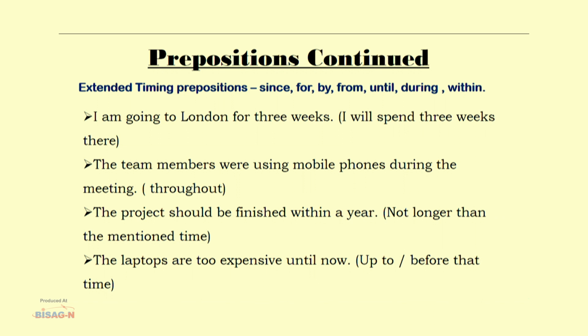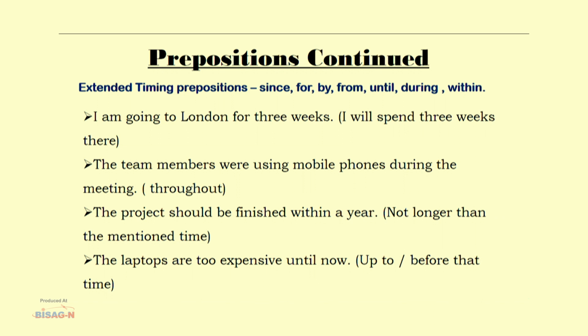So similarly, you're going to see the other preposition. It says the team members were using mobile phones during the meeting, which means during is used throughout. अगर आप कोई भी सेंटेंस ऐसा देखते हैं कि जहाँ पर आप throughout कोई काम कर रहे हैं, that is where you use during as a preposition.